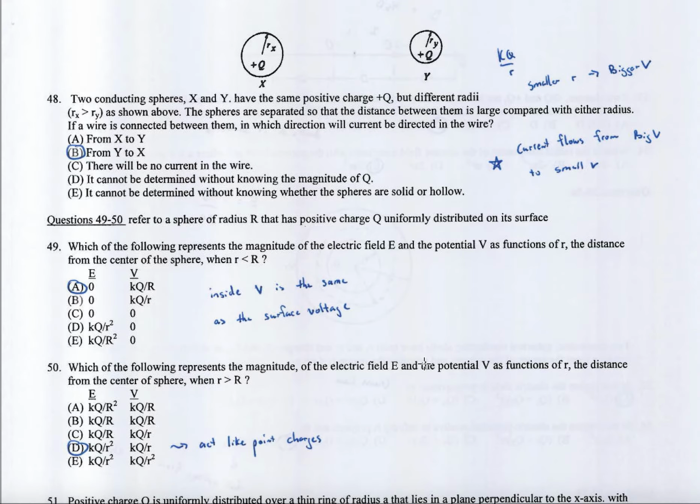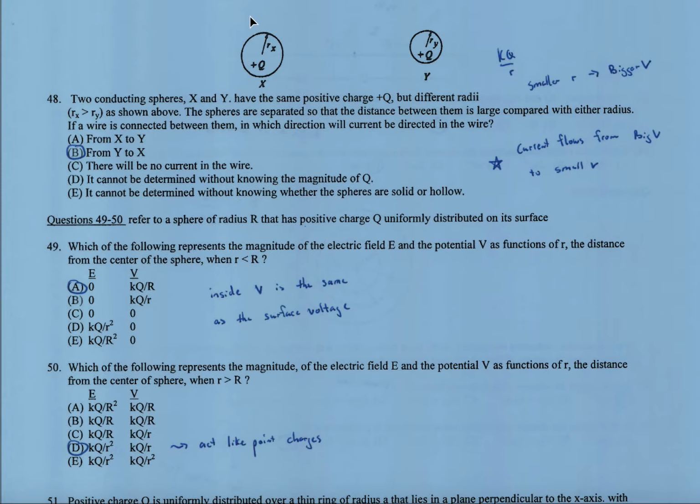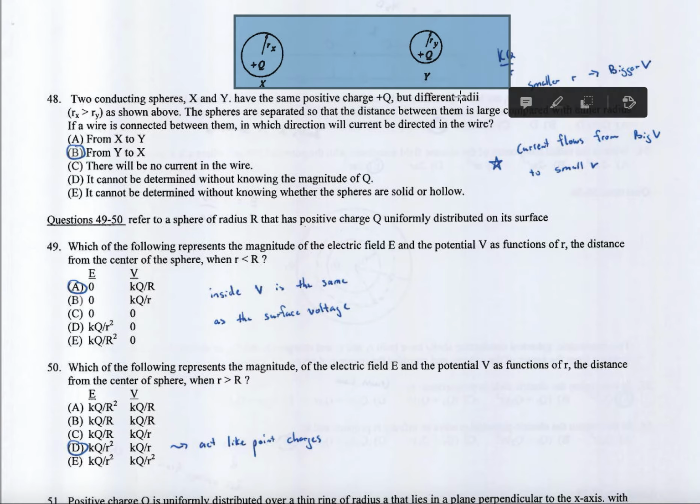All right, we've got conducting spheres that are separated. So we want to look at the voltages here. This one has the smaller radius. So then we'll look at the voltage. If voltage is KQ over R and they have the same Q and the R is smaller, then this one has the higher voltage. So if you connected these two with a wire, what are we going to say?